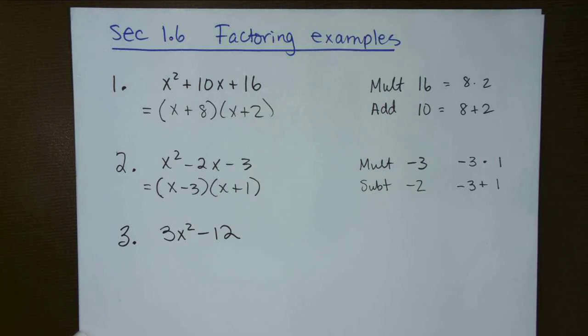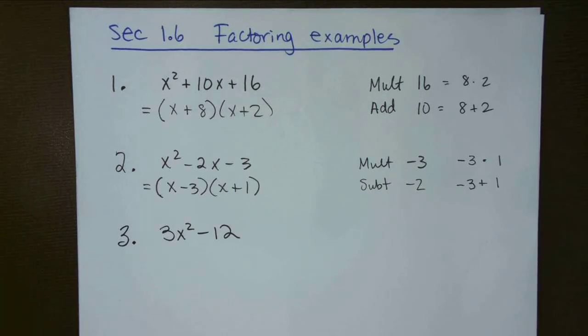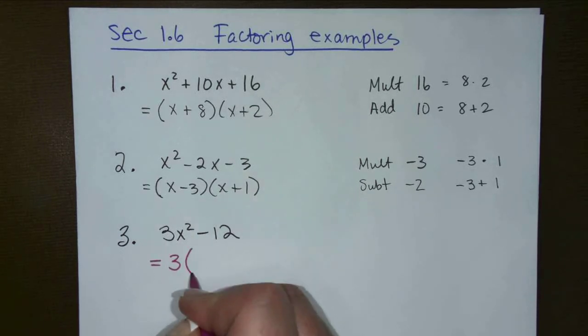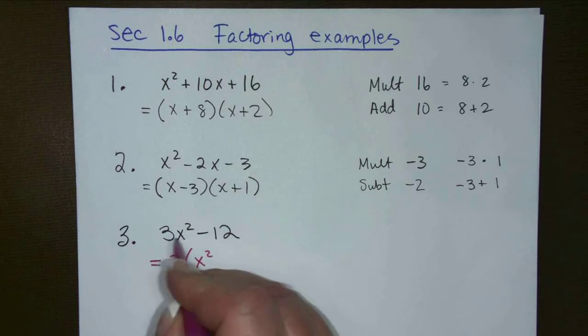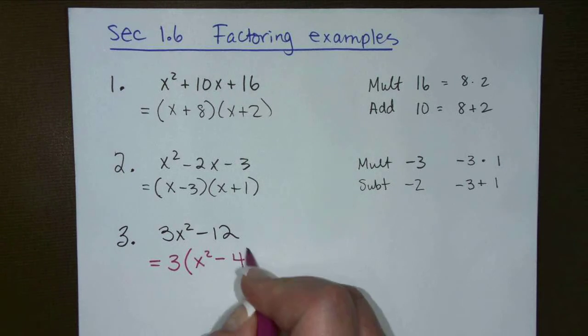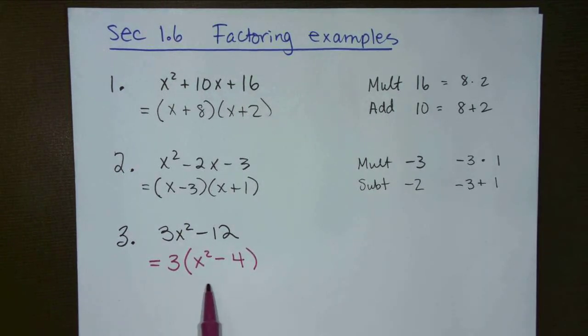Always your first step is to check if there's a common factor. So what's the common factor here? What can we pull out to the front? 3. So if we take the 3 out, remember it's like dividing. So 3x squared divided by 3 is x squared. 12 divided by 3 is 4. Now what you have left, there's a 3 in front.